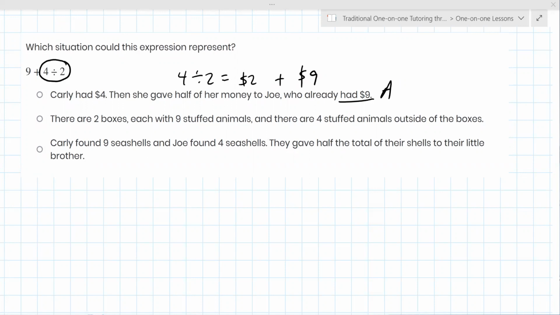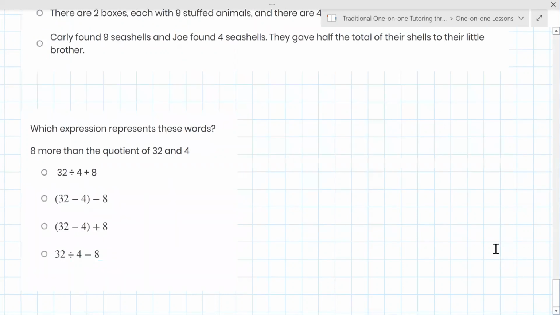Okay, let's try a few more. All right, so go ahead and give this problem a try. I'm gonna just step away for 30 seconds, but I'll be right back. 8 more than the quotient of 32.